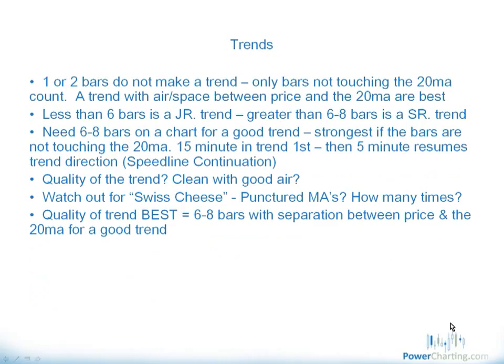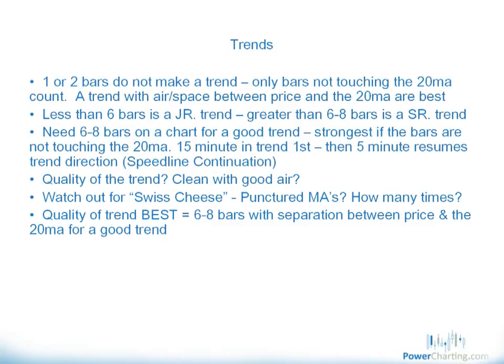Now, 1 or 2 bars do not make a trend. You hear me say this all the time. Only bars not touching the 20-period moving average count. A trend with air and space between the price and the 20-period moving average is best. So as we look at the hourly charts, I only count the bars when I'm looking for those 6 bars of air, ideally, from the last bar that has not touched the 20-period moving average.